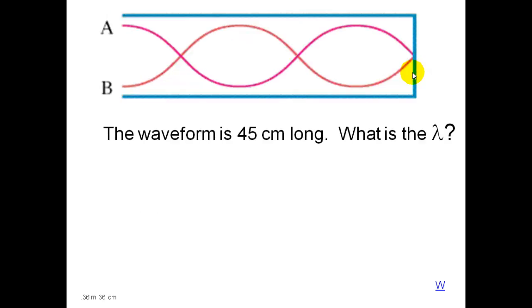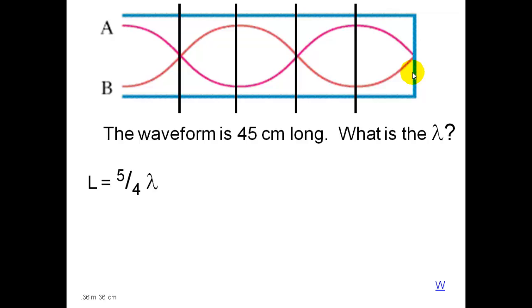Here we have a kind of problem that you might get. The waveform is 45 meters long. The tube, which is open at one end and closed at the other end, is 45 centimeters long. What is the wavelength? You usually have to decide how many quarter wavelengths are there. 1, 2, 3, 4, 5 quarter wavelengths. So 5 wavelengths divided by 4 is equal to 45. So what is the wavelength going to be? So the wavelength will be 0.36 meters.